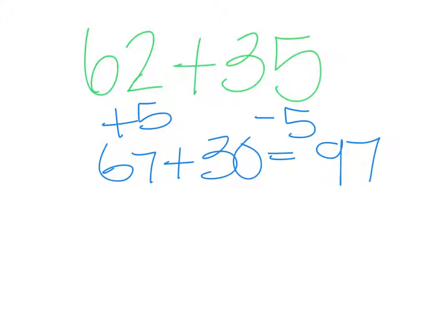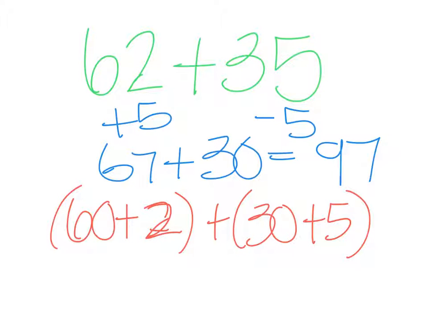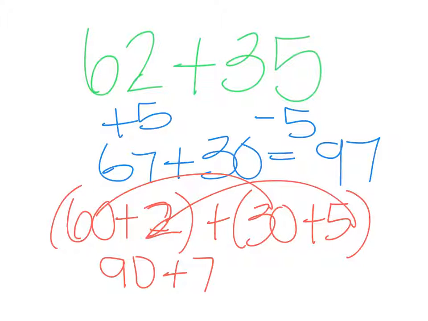I also thought that I could use expanded form. 60 plus 2 and 30 plus 5. Together I have 90 and 7, 97. So obviously either method gets me the same answer if done correctly, and both of them were pretty efficient in this case.